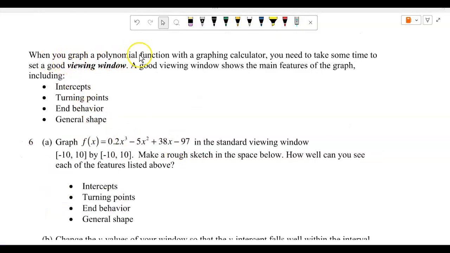When you graph a polynomial function with a graphing calculator, you need to take some time to have a good viewing window. A good viewing window shows the main features of the graph. What are the features? Four features. It should show the intercepts, the x and the y intercepts, the turning points. It should show the end behavior and should show the general shape of the graph.